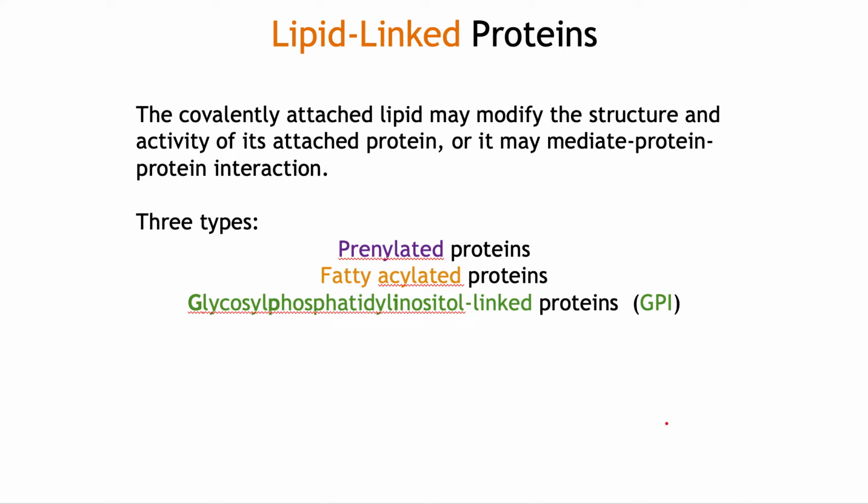And they come in 3 different varieties or types, and a single protein can contain more than one linked type: prenylated proteins, fatty acylated proteins, and glycosylphosphatidylinositol, known as GPI-linked proteins.